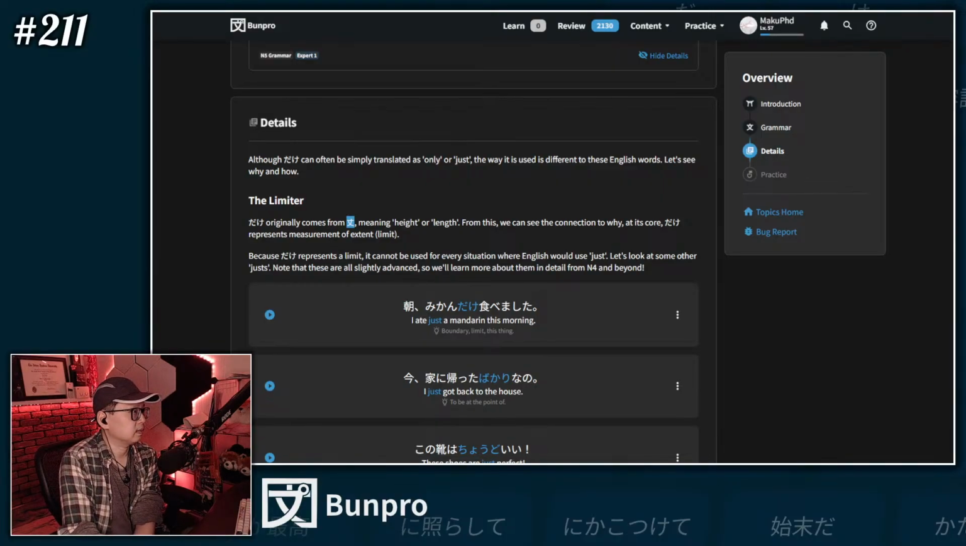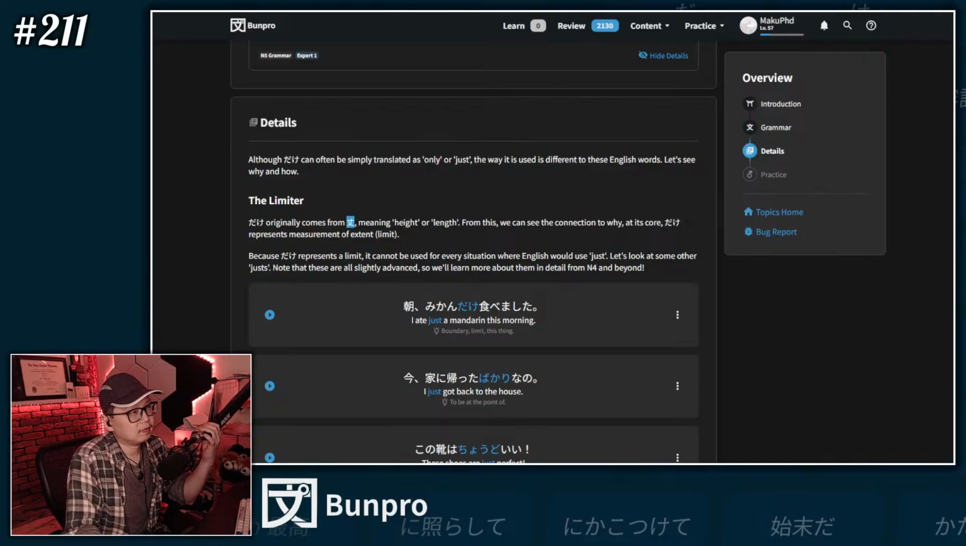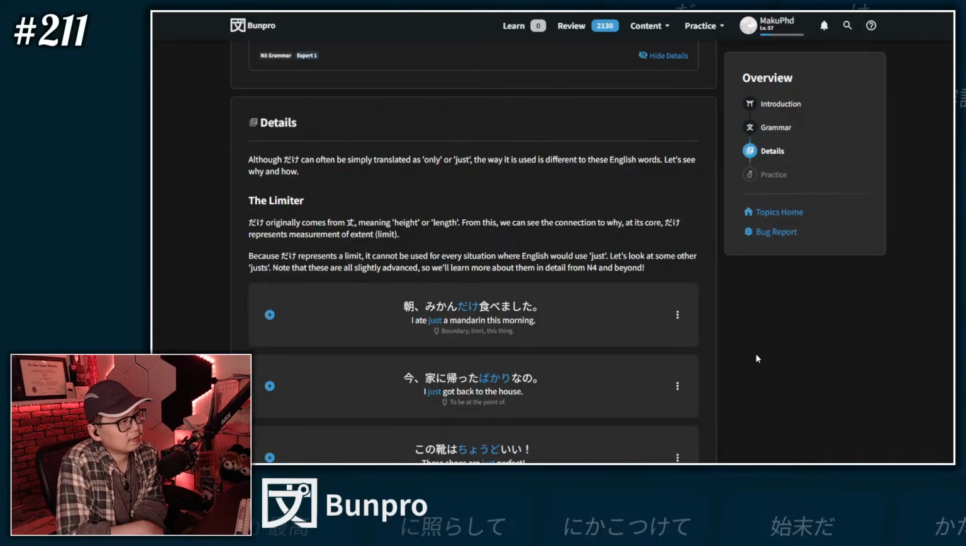I'm gonna double check something. I had to guess. Is it Jiang? It's Jiang. Yeah. Does have something to do with length. From here, we can see the connection to why, at its core, dake represents measurement of extent, limit.